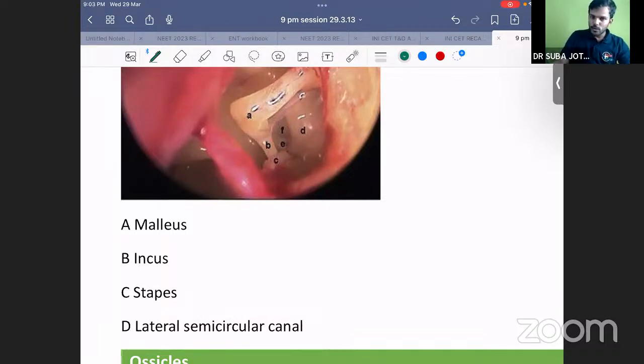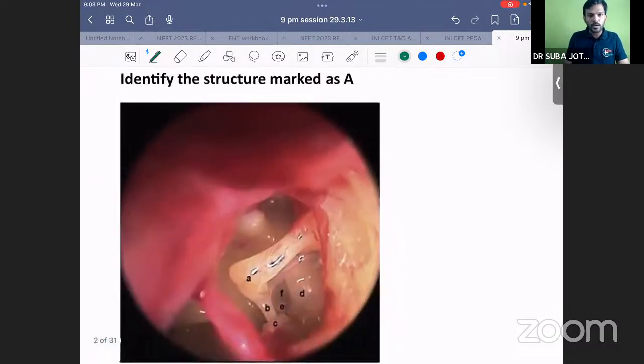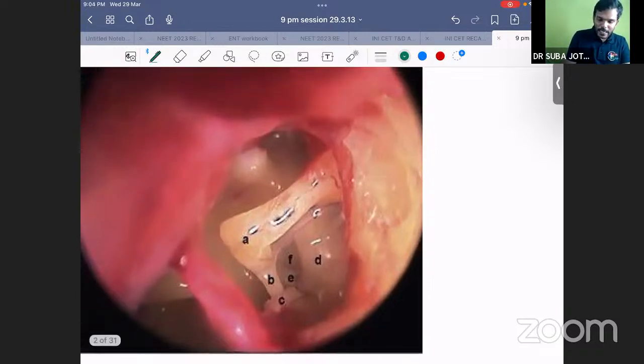Okay, so those who have answered, all of you have answered correctly. The answer is incus. This kind of image or a similar image was asked some 3 years back, from an AIIMS paper. See here, this is an endoscopic picture of the middle ear. Once you go through the tympanic membrane, you will see the ossicles. In the ossicles, the malleus will be over here. Malleus is not visualized here.